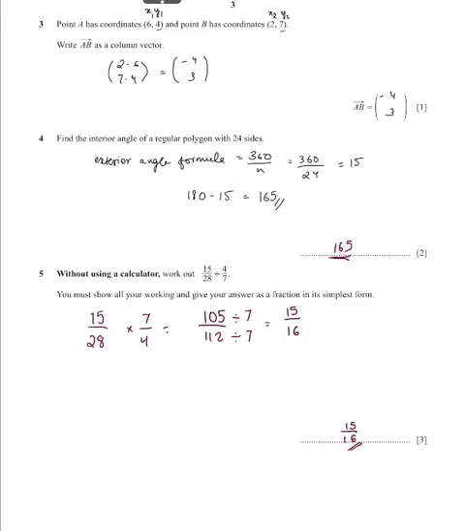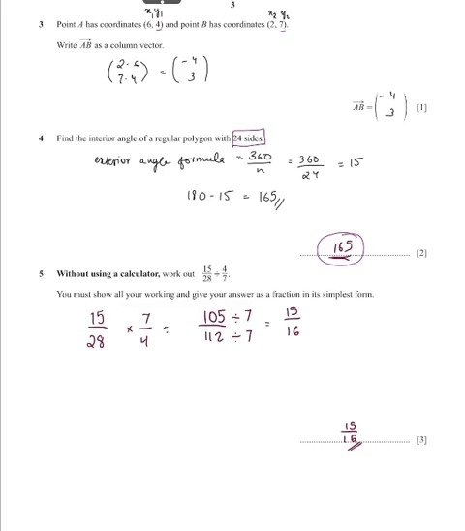Then find the interior angle of a regular polygon with 24 sides. So first of all, the exterior angle formula is 360 by n. So 360 by n, where n is the number of sides. So we are already having the number of sides, which are 24. So 360 by 24 is equal to 15. Now to find the interior angle, we will do 180 minus 15 and get an answer of 165.